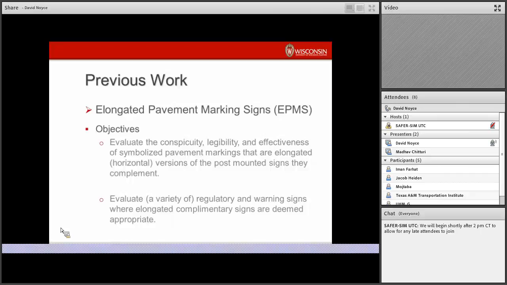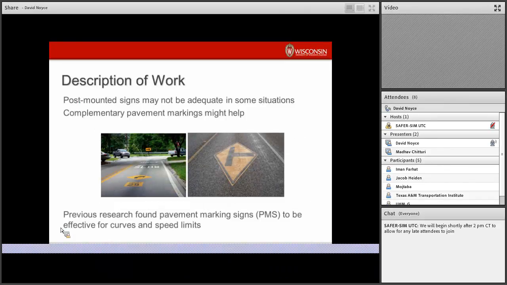What was unique about this research is moving away from what's been done for some time with guide-based information and looking at the impact of regulatory and warning signs used in this elongated pavement marking environment. As you can see in the photos on this screen, there were a number of random examples, none of them so-called sanctioned by the MUTCD, but traffic engineers who experimented with different types of pavement marking to help better communicate some of these important pieces of information that drivers need.